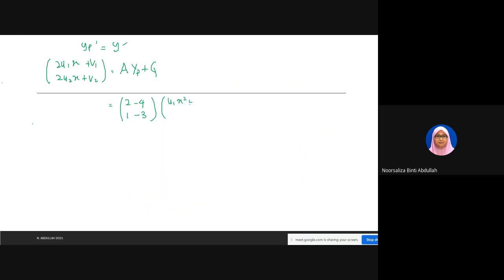u1x square plus v1x plus w1, u2x square plus v2x plus w2, plus g. G is 2x square plus 10x, x square plus 9x plus 3.